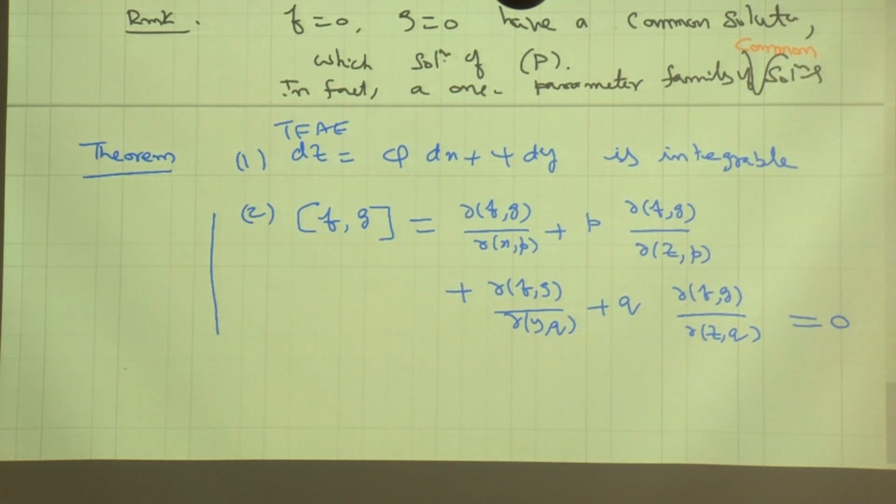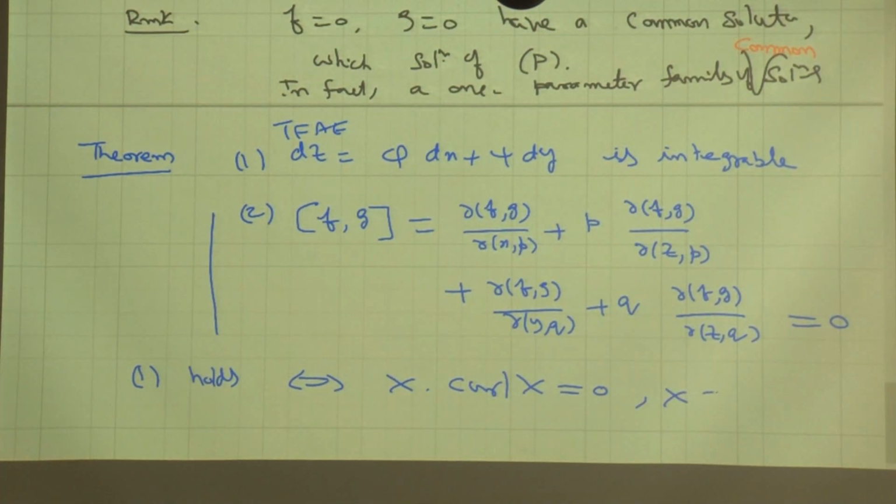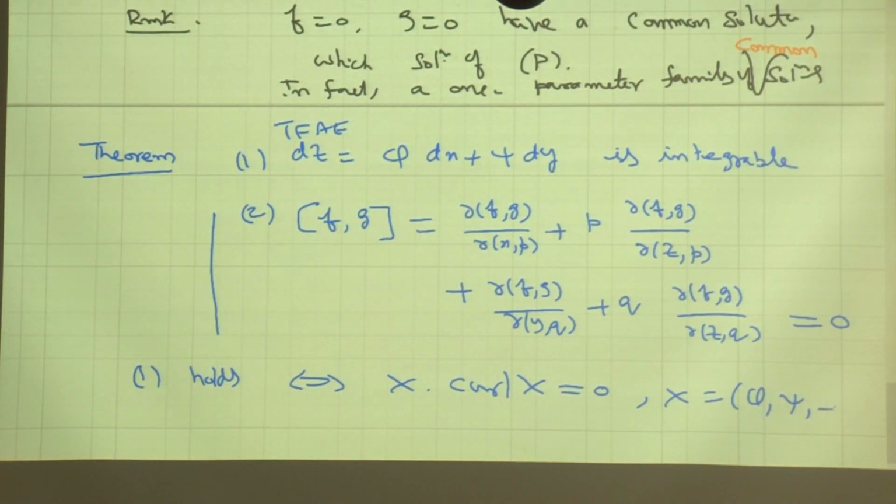Now, one is saying that one holds if and only if x dot curl x is 0, where x is equal to (phi, psi, minus 1). Correct? What is the first statement? It says a certain Pfaffian is integrable, for which we already know this. This we already proved. X dot curl x must be 0. I think we have not proved it, I stated it maybe.